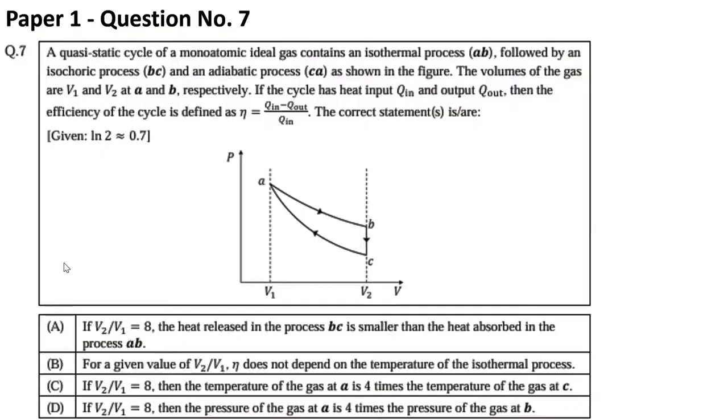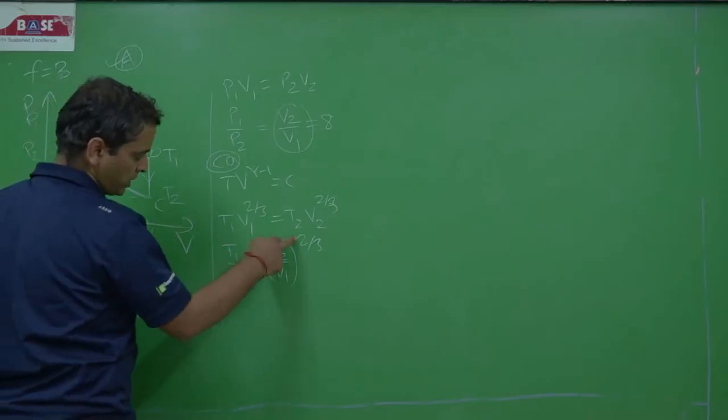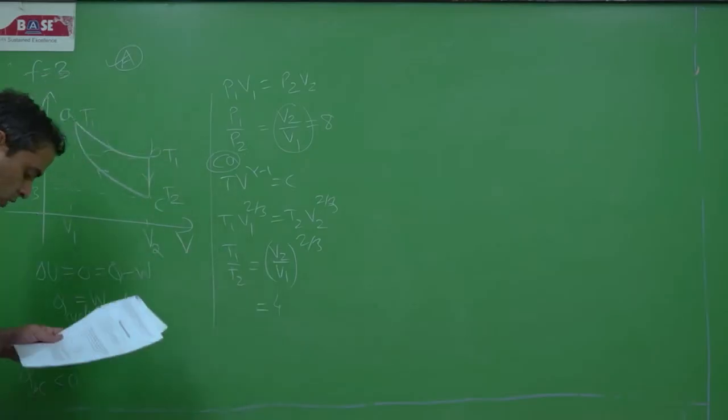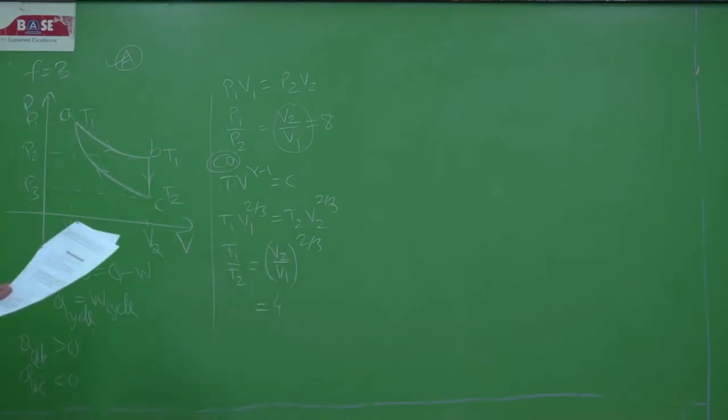They have given V2 by V1 as 8. 8 to the power 2 by 3. 8 square is 64, cube root is 4. So this is basically 4, right? T1 by T2 is 4. Temperature at A is 4 times the temperature of C.